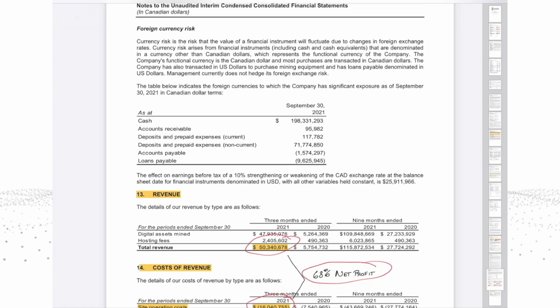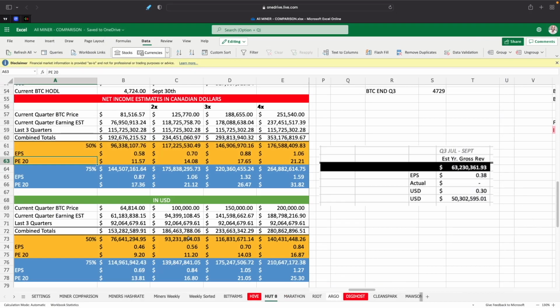So at 68% profit, that would be somewhere between my 50% of net using a price to earnings multiple of 20 and the 75% that I have here. So this is the Canadian amounts, net income estimates in Canadian, and then these are in USD amounts here. Oh, I'm not showing you guys the stuff here. There we go. So this would be Canadian amounts, PE 20 for 75% and 50% respectively. And then we have the US versions of it here at 75 and 50. So they're right between there at 68%, it looks like.